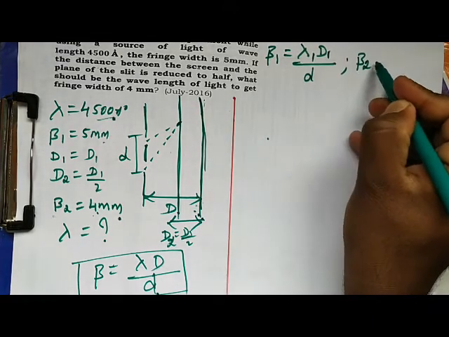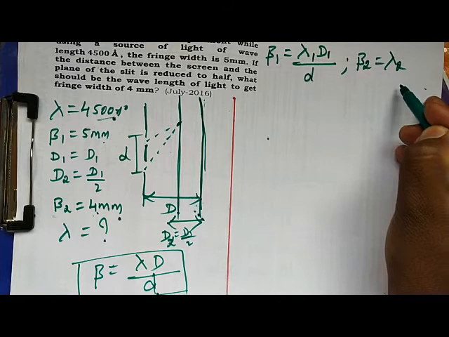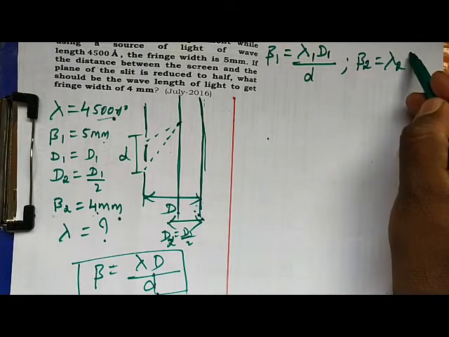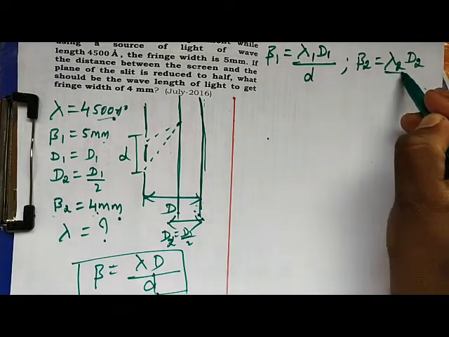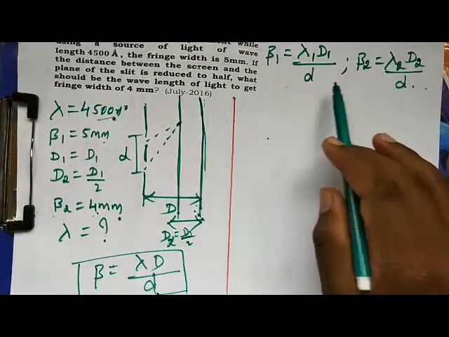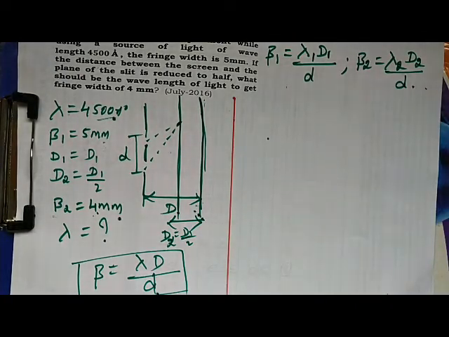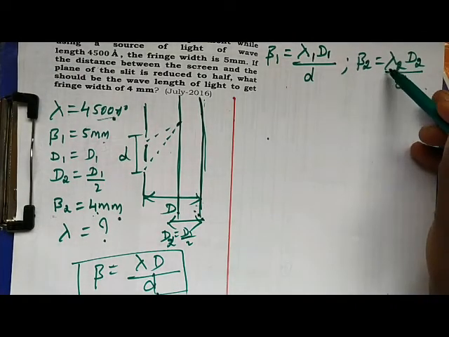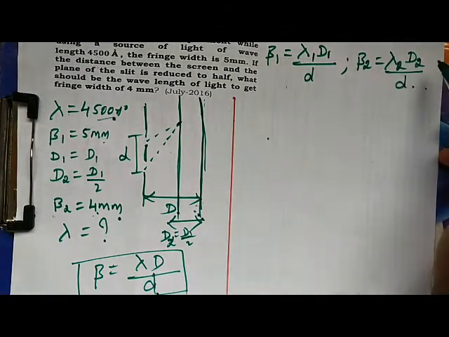Now beta 2 can be written as, so lambda 2, that we need to find out here, distance between the slits and screen you take it as d2 divided by distance between the two slits. So now here we have the two ratios, that is beta 1 and beta 2 are known. In this, what we need to find out is lambda 2. So that is the reason why I am going to take the ratio of these two equations.